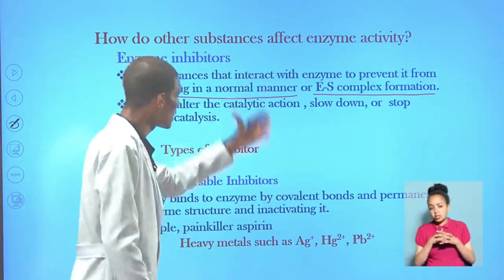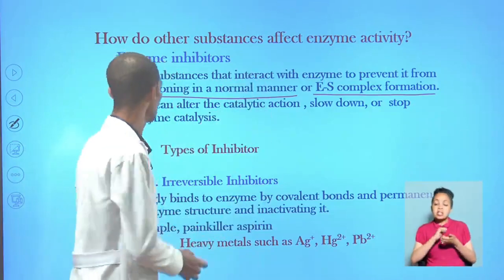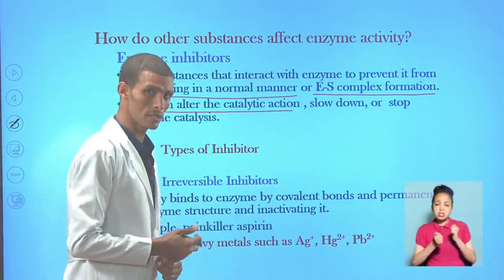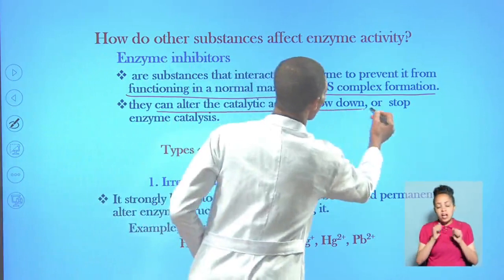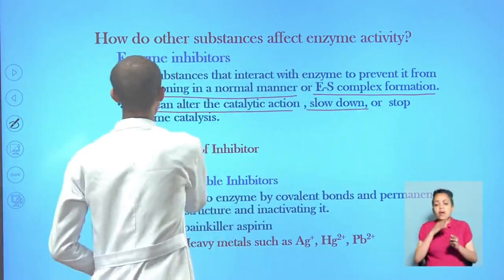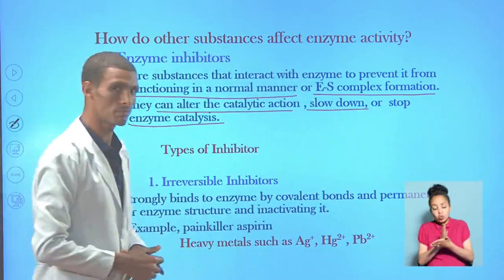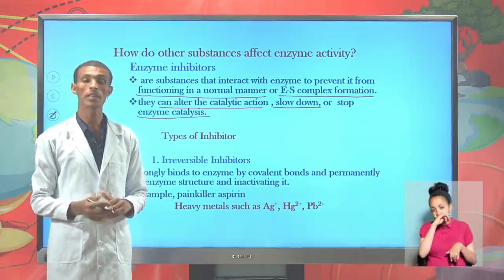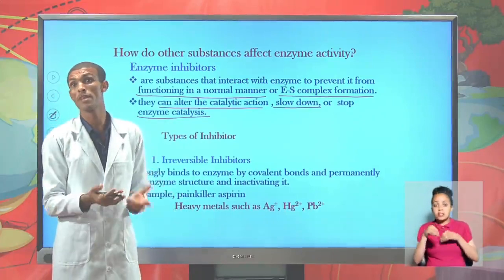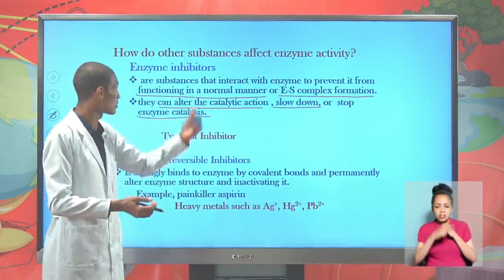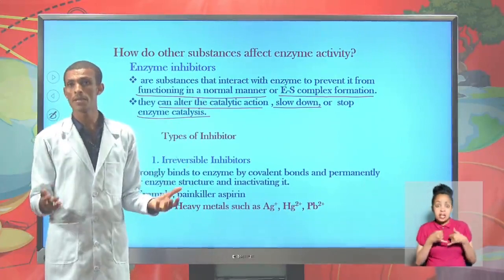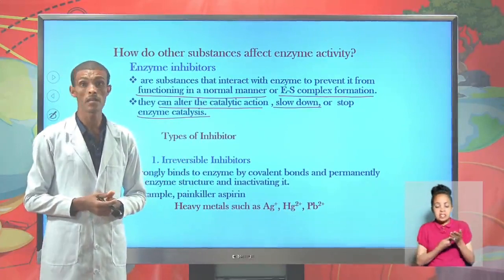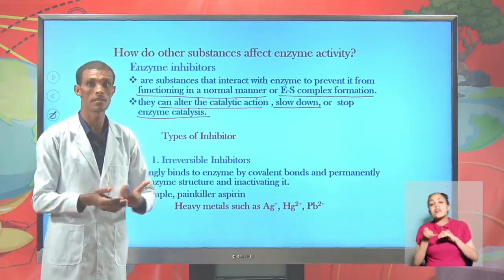Not only do they prevent the enzyme substrate complex from forming, they can totally alter an enzyme's catalytic activity. They can slow the rate or totally stop an enzyme catalyst system. These are said to be inhibitors. So, the rate of enzyme activity can be inhibited by different factors, including inhibitors. Inhibitors can be classified into two main types: reversible inhibitors and irreversible inhibitors.